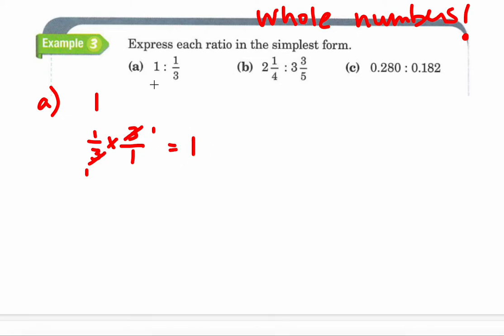But if I'm going to do that with my fraction, I'm going to need to do that with my whole number of 1 as well. I can't just keep it lopsided, right? If I multiply this one by 3, I also need to multiply the other side by 3. So 1 needs to be multiplied by 3 as well. So I end up actually with 3 to 1.